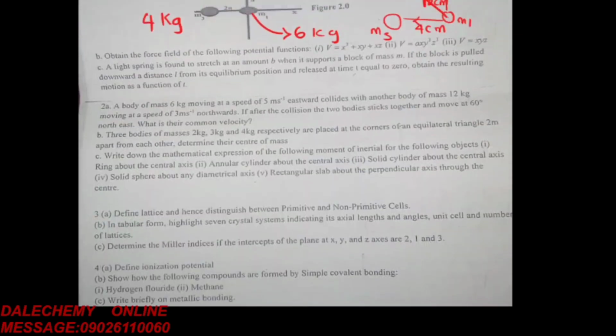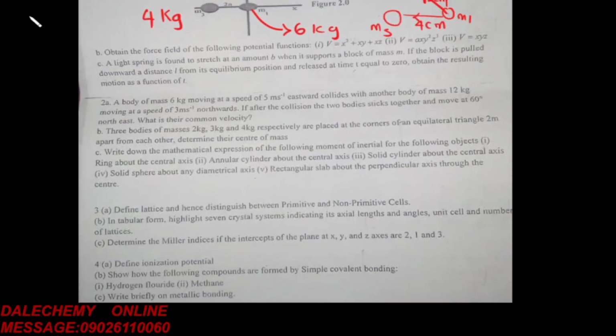All you have to do here is look at the question. It says that a light spring is found to stretch by an amount b when it supports a block of mass m. So initially it will have a particular natural length. Let's say this is the spring. It will have a particular length initially. Let's represent that with a. Now when it supports a mass m, it is stretched by b.